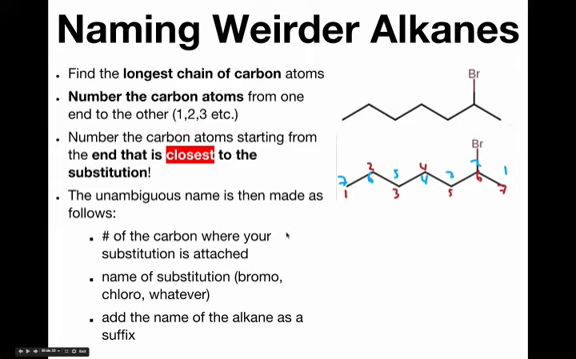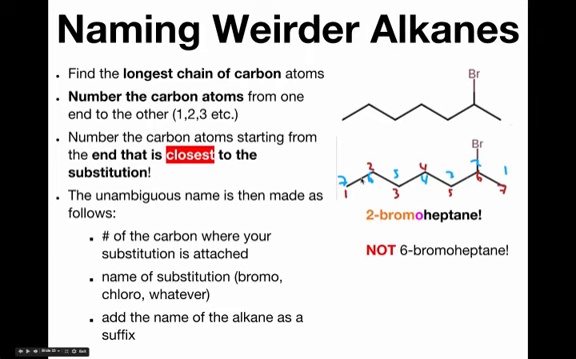So we go through these rules. You give the name by listing the number of the carbon that your substitution is attached to. It's attached to carbon number 2, so the name is going to begin with the number 2. You list the name of the substitution. This is a bromine substitution, so we're going to call it 2-bromo, and it is attached to some chain of carbons that's 7 long, so that's a heptane. So the name of this thing is going to be 2-bromoheptane. It's not going to be called 6-bromoheptane.